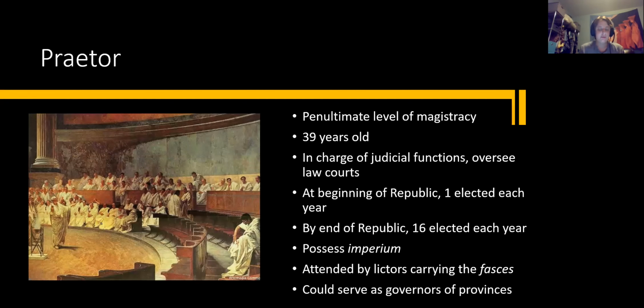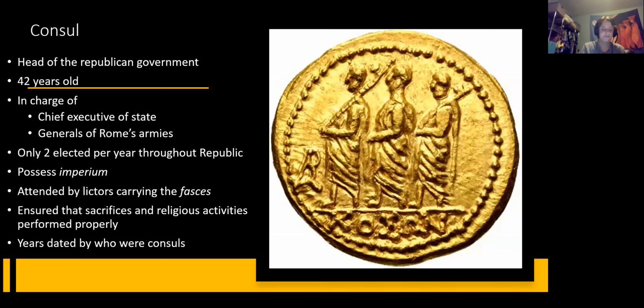The penultimate magistracy was the praetor, for which a man had to be 39 years old. This position was in charge of judicial functions in Rome, including overseeing law courts. As Rome and its environs grew in size, the praetors were differentiated. The urban praetor was in charge of the judicial system in Rome, while the foreign praetor oversaw the system for foreigners. As such, while at the beginning of the Republic only 1 was elected per year, by the end of the Republic, 16 were elected annually. Just like the aedile, the praetor had imperium and could be attended by lictors. Finally, men who were elected to this position could also serve as governors in foreign provinces.